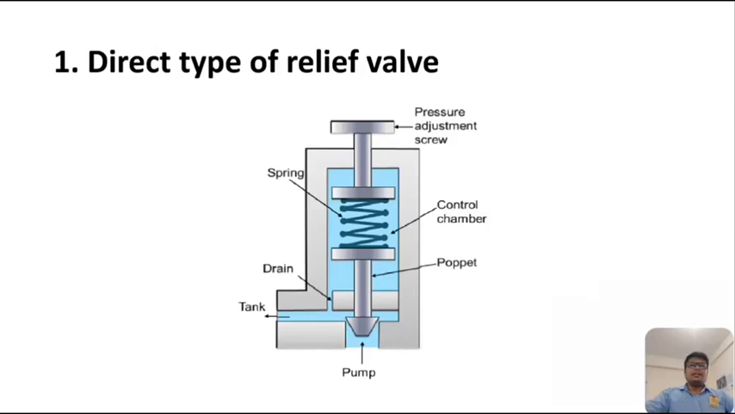Generally, the spring is adjustable, so it can be adjusted to set the maximum pressure limit for any system, and the poppet is held in position by the combined effect of spring force and the dead weight. The dead weight is placed at the top of the figure, that you can see, this dead weight of the spool.